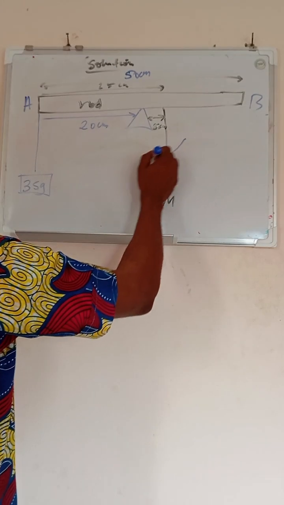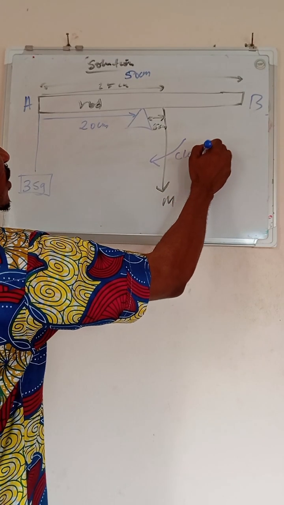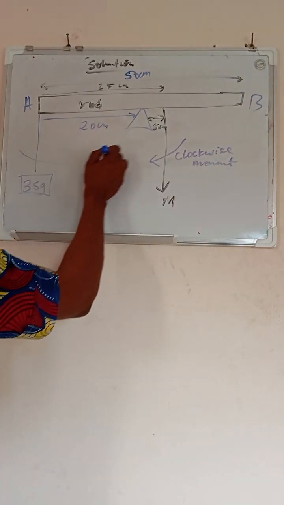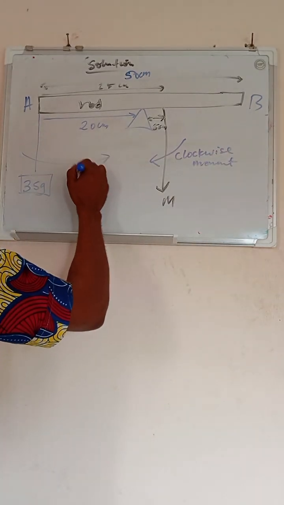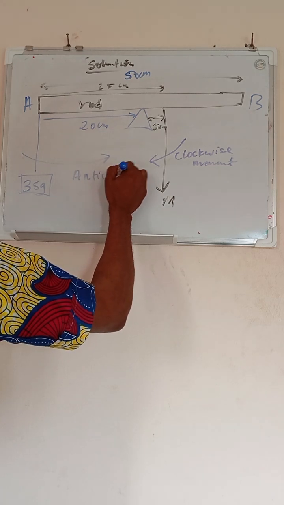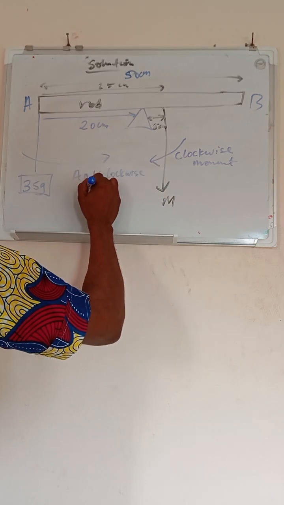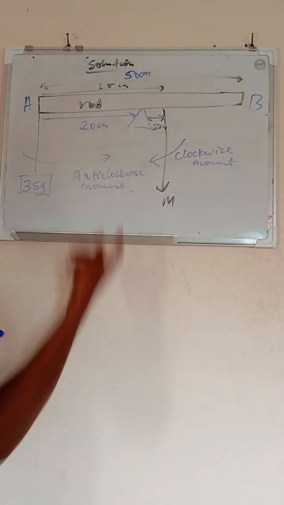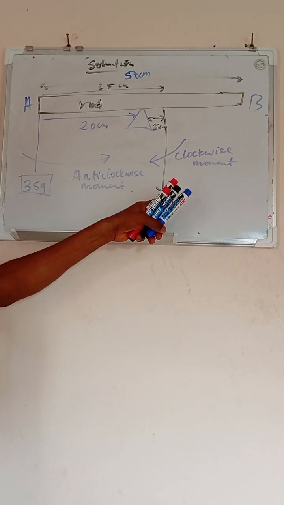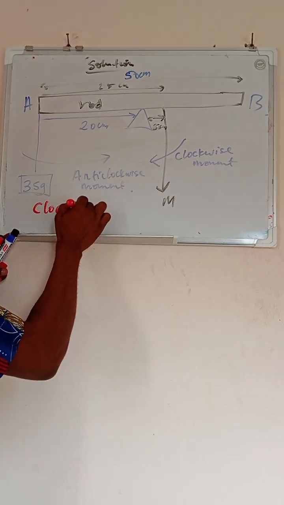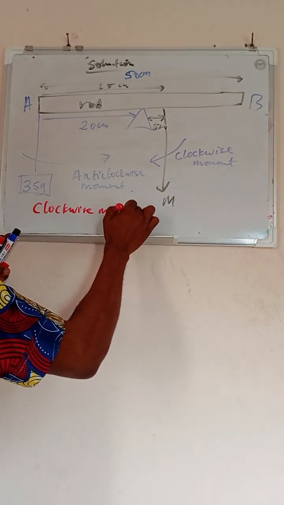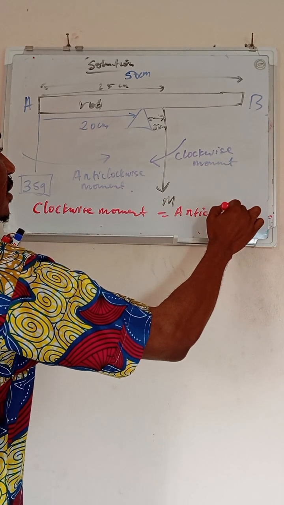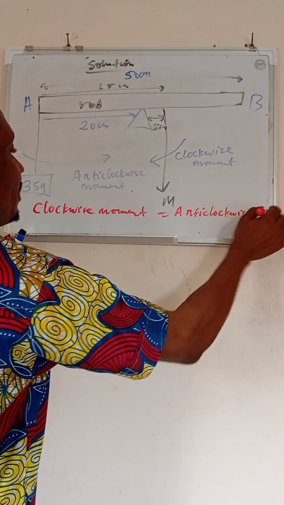So this is the clockwise moment, and this is called the anti-clockwise moment. So using clockwise moment equals anti-clockwise moment, we can now find the value of this m. Clockwise moment equals anti-clockwise moment, about the same point.